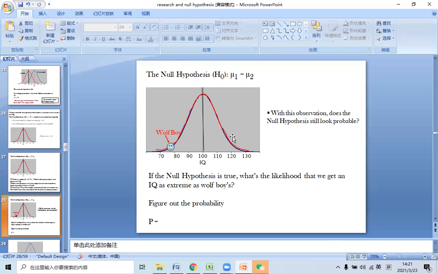You don't care about the other side. You are not concerned with the situation that isolated kids would actually be smarter than non-isolated kids. That's a directional prediction.